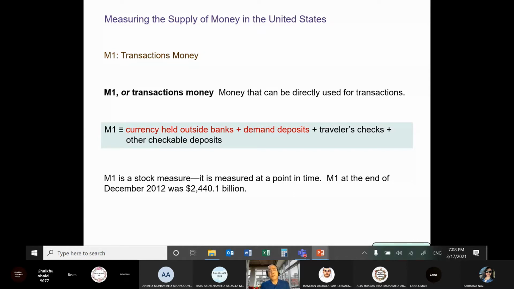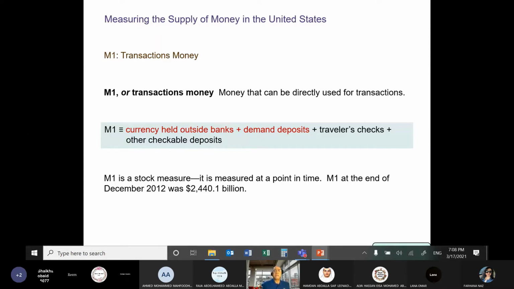plus demand deposits or current accounts. So I have a balance. I opened an account in First Abu Dhabi Bank. My balance at the moment is 600,000 dirhams. So demand deposits are all current accounts by customers, companies, whatever, at the commercial banks at this moment.